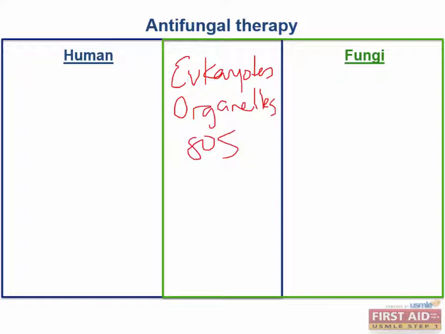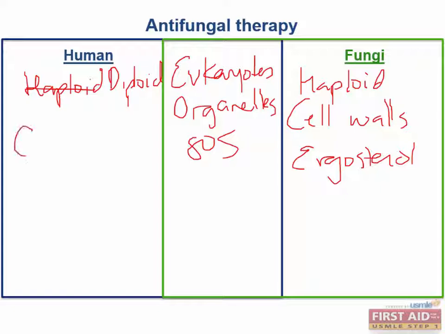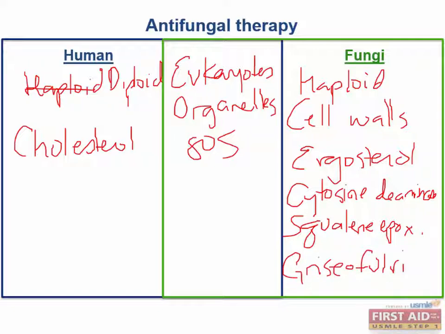Very good. The key differences are, one, fungi are haploid and humans are diploid. Two, fungi have cell walls, human cells do not. Three, the fungal plasma cell membrane is made primarily of ergosterol, while in humans it's primarily made up of cholesterol. Fungi have enzymes unique to fungal cells, such as cytosine deaminase and squalene epoxidase. And the microtubules of fungi have affinity for a drug called griseofulvin. These are the key differences between fungi and human cells.